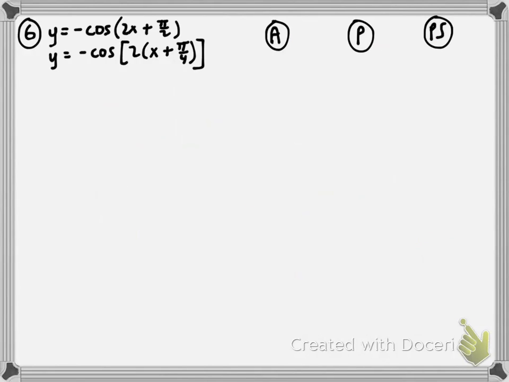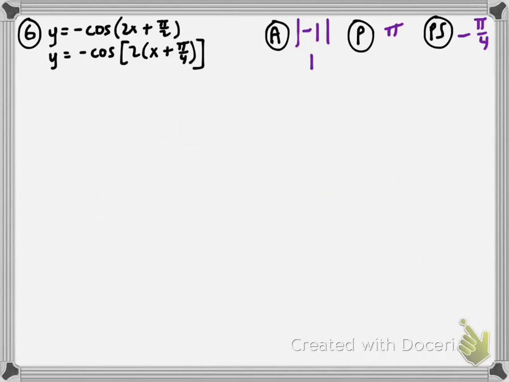Alright, number 6. Oh, we have a minus sign there. Oh no, what do we do? Amplitude is still 1 because the absolute value of negative 1 is 1. Amplitude will always be positive. Period is 2 pi over 2, which is pi. Phase shift is negative pi over 4, so pi over 4 radians to the left.